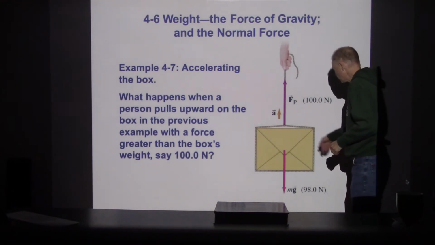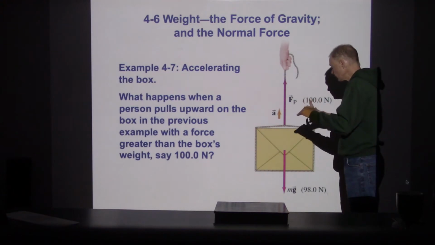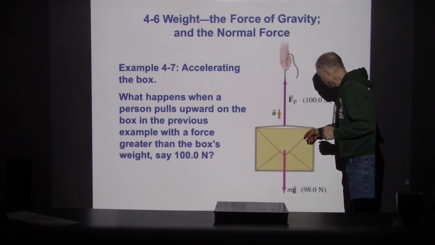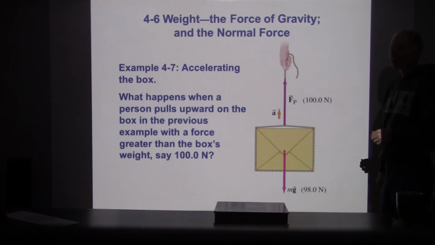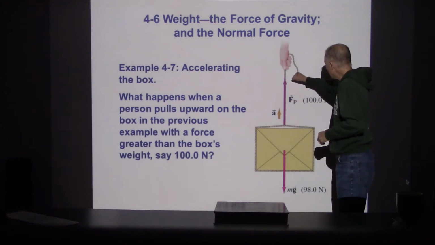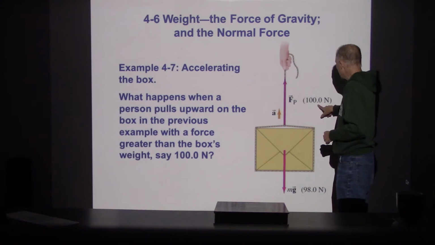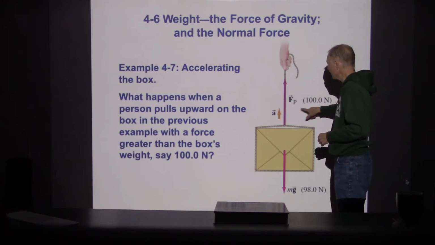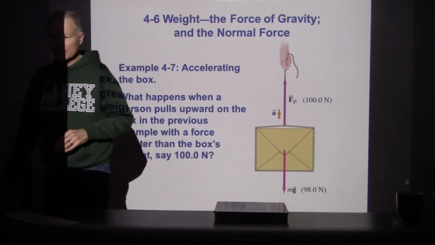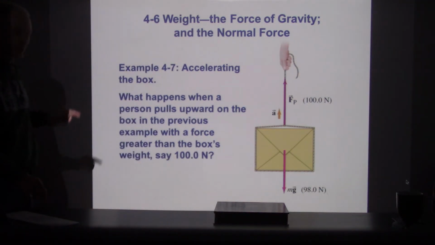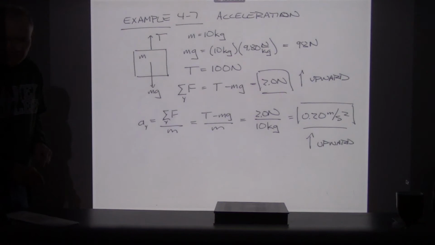So this object, if we weighed it, I wasn't going to use the word weight, that mg is going to be about the equivalent of 25 pounds or something. So I'm pulling up with a little extra, 25.5 pounds, something like that. That's going to create an acceleration, but it's going to be pretty modest. And here's the reason why. Let's take a look and see.